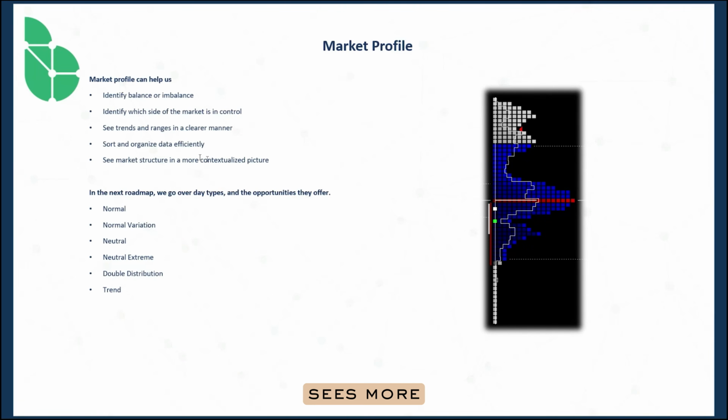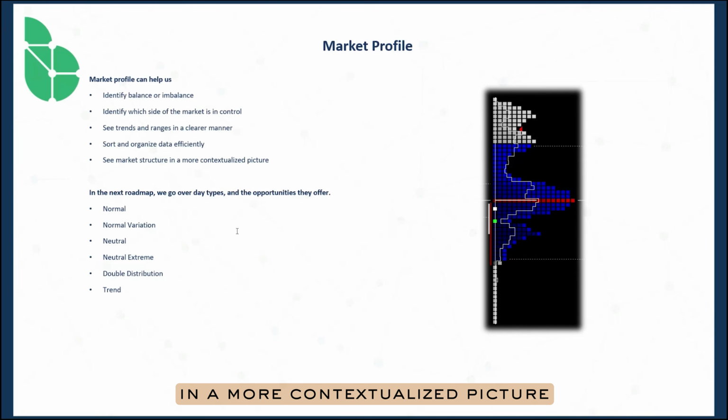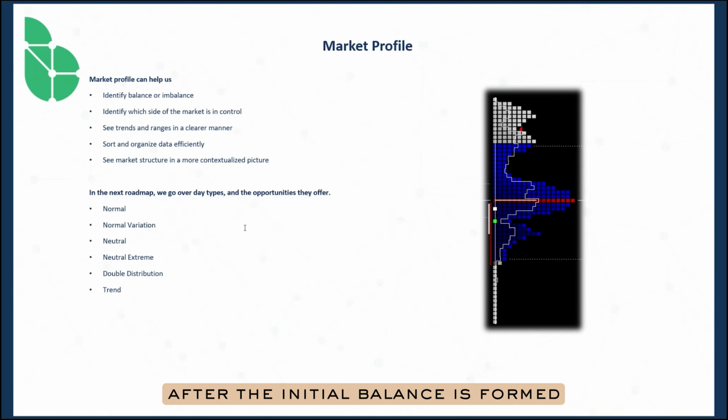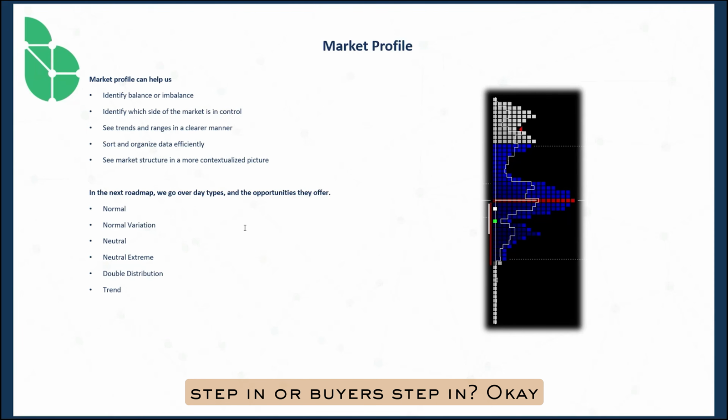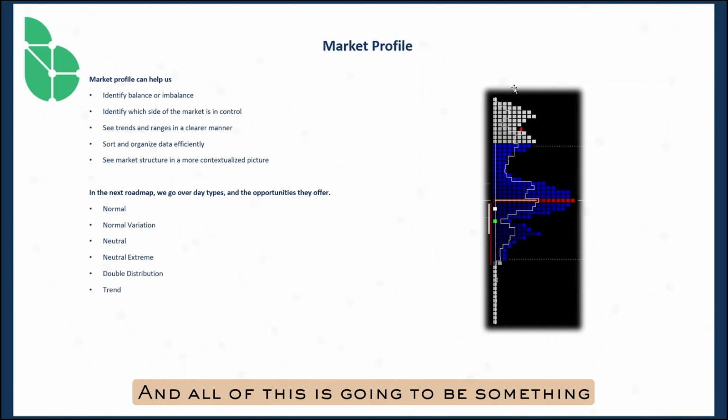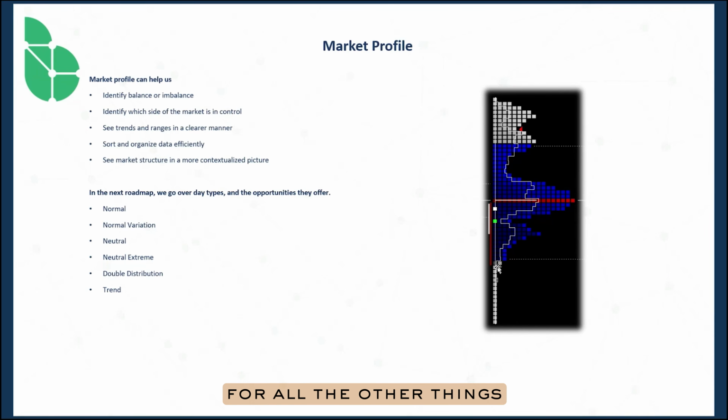Another thing is it shows more market structure in a more contextualized picture. So again, we're able to see who stepped in, okay, after the initial balance was formed. Did other time frame sellers step in or buyers step in? How are our day types? Do we have multiple periods where we were in balance? Where is this in relation to previous market structure? So it puts things in context, right? Which is so important, especially if you're a price action trader.